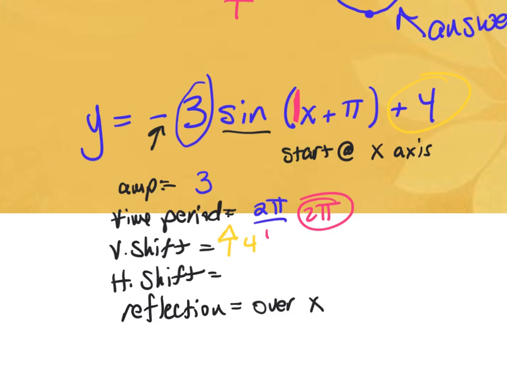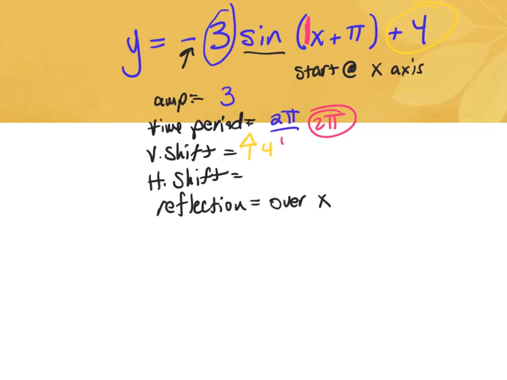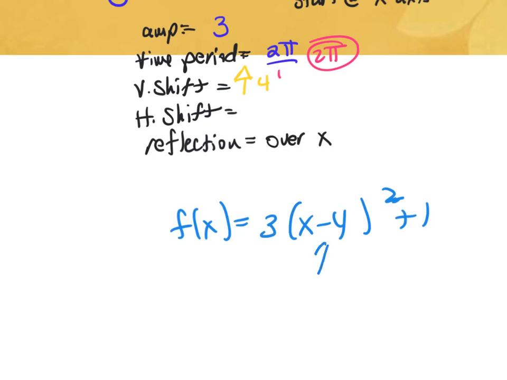The last thing that we didn't talk about. Is there a horizontal shift? Yes. Yeah. Okay, look. Let's go back to algebra 2. F of x equals 3x minus 4 squared plus 1. What does this mean? To the right 4. Why is it to the right, Hayden? You are correct. Because it's opposite. It's opposite. Anything in the parentheses is opposite.